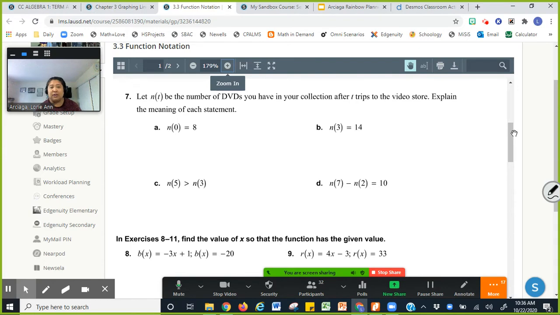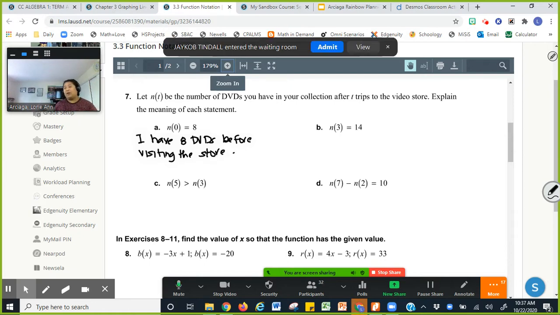So the number inside the parentheses, t, is the number of trips you make. So this means you haven't visited the store yet. Okay, then n is the number. So n is equal to 8. So what could be a possible story for this? So I could say I have 8 DVDs before visiting the store. There you go. So you initially had 8 DVDs.